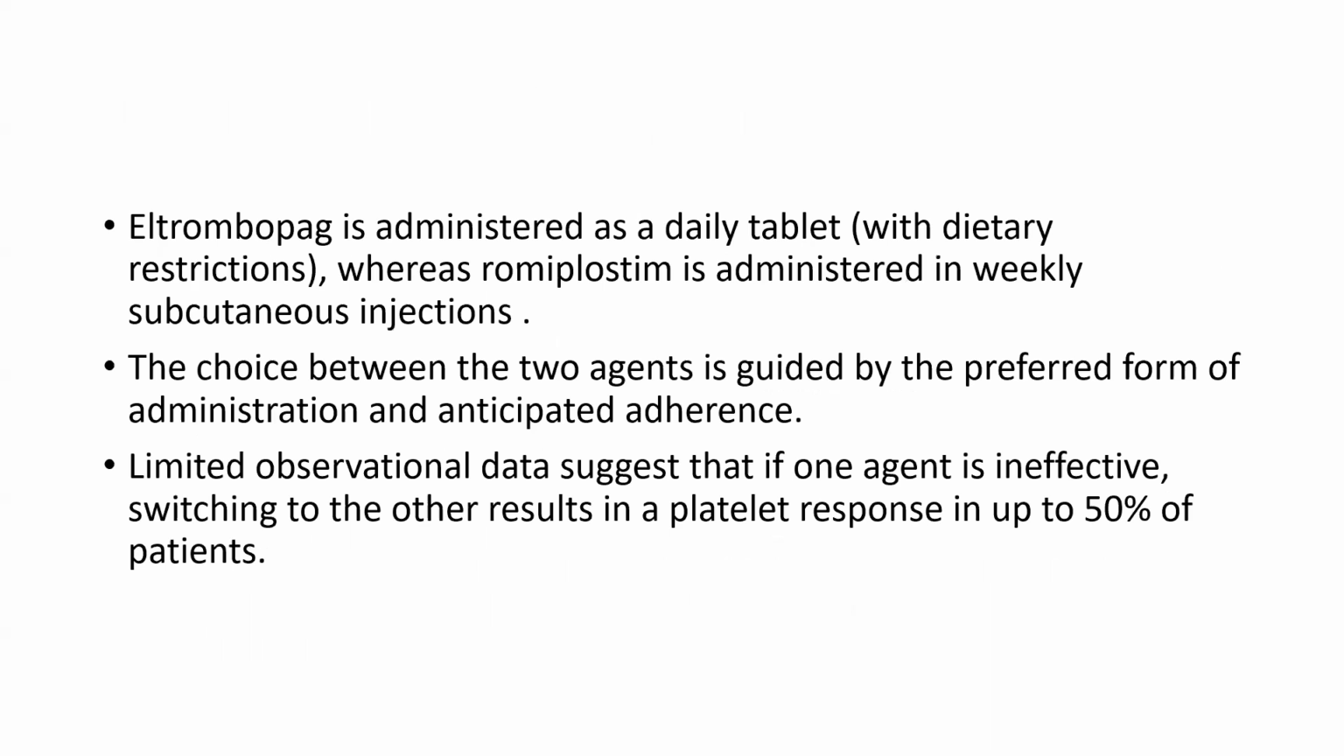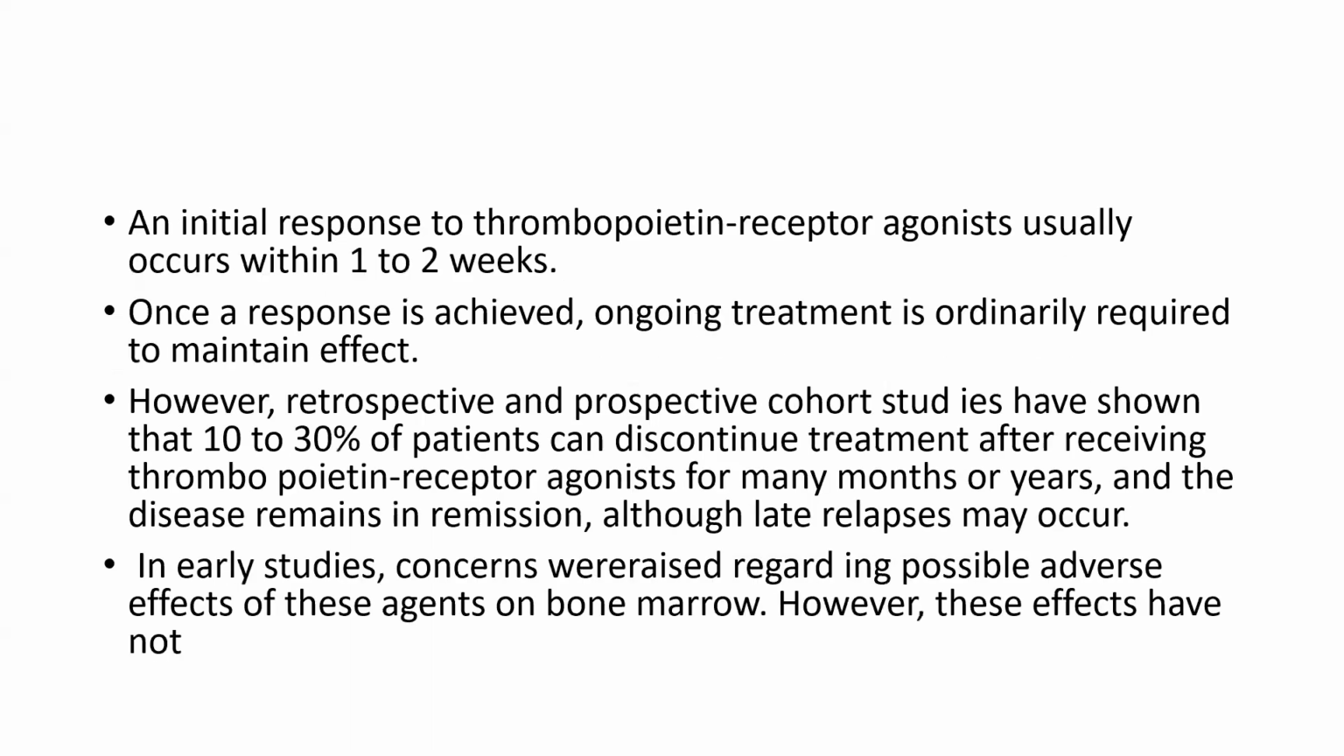Limited observational data suggests that if one agent is ineffective, switching to the other results in platelet response in up to 50% of patients. An initial response to thrombopoietin receptor agonist usually occurs in 1 to 2 weeks. Once response is achieved, ongoing treatment is ordinarily required to maintain response.